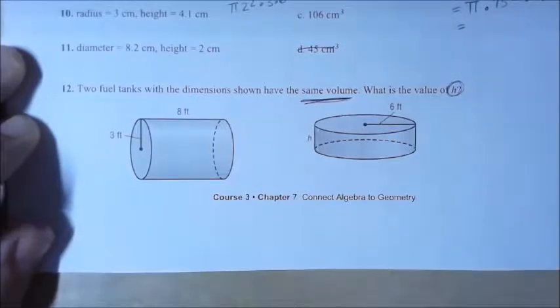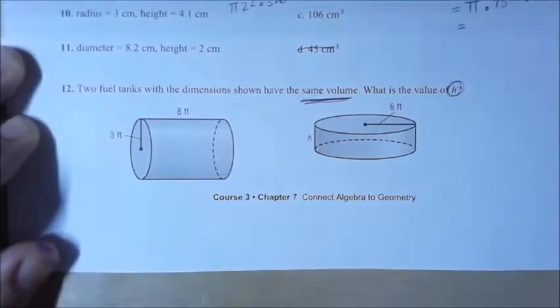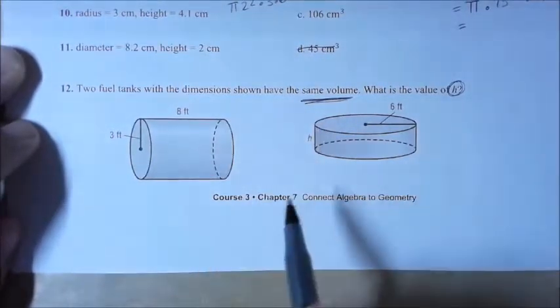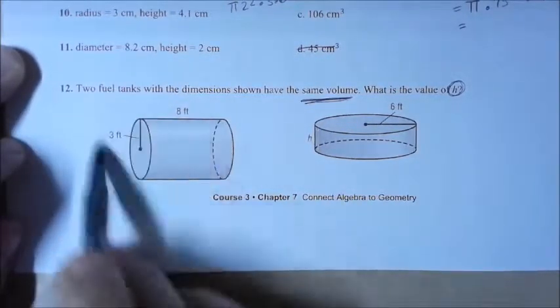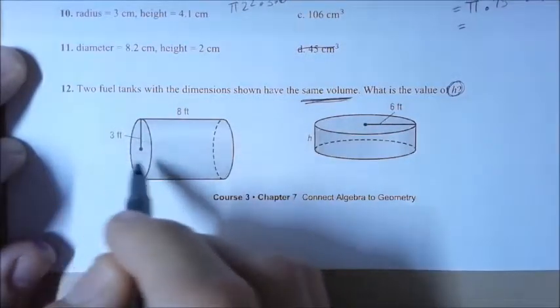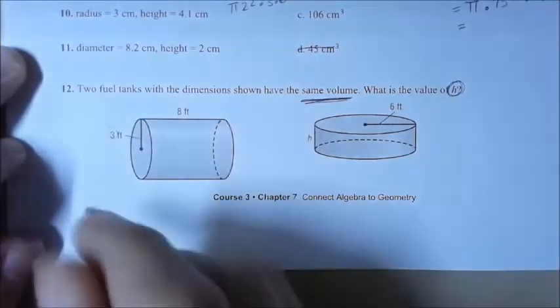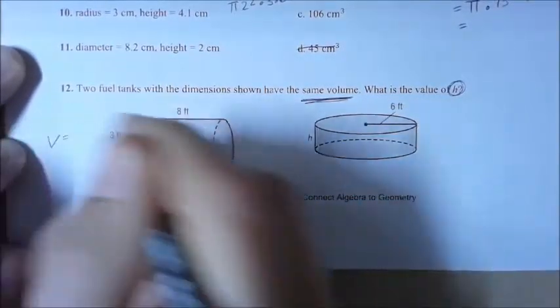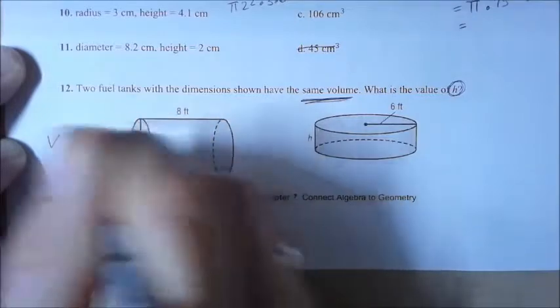Okay, so we want to know what's the value of H. This one's going to take some extra steps. If they have the same volume, we're trying to find the value of H. Let's go ahead and solve for the volume of this one first. Here the diameter is 3 foot, so that makes it a little bit easy on us. We don't have to worry about dividing it because it's not the diameter, it's the radius.